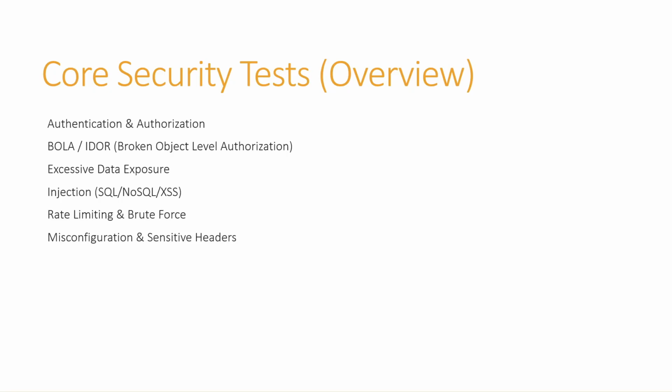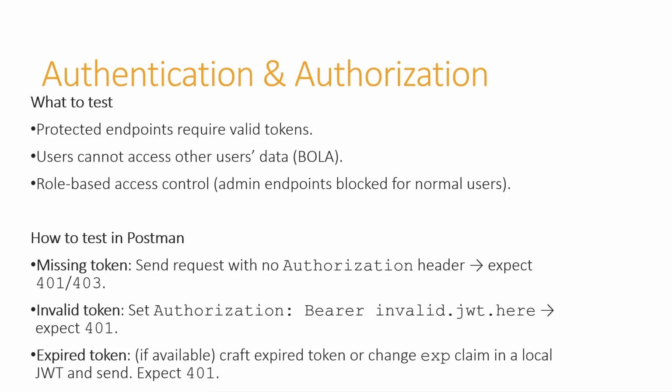This is the checklist. The first one, authentication and authorization. Second one, broken object level authorization, excessive data exposure, and SQL injection or XSS, and rate limiting and brute force, and finally misconfiguration and sensitive headers. The first one, authentication and authorization.